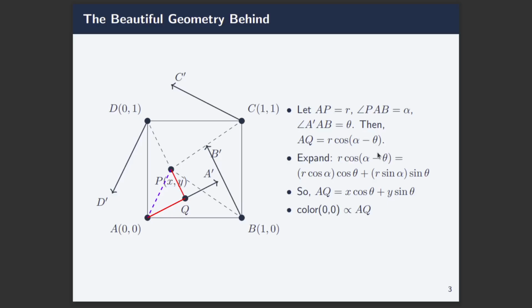And the color C0 actually means the contribution of A on P. So this contribution will actually be proportional to AQ. How we will actually get this color, those details will be addressed later.